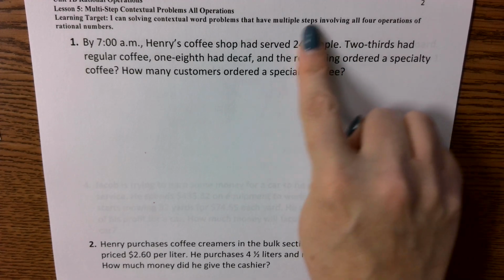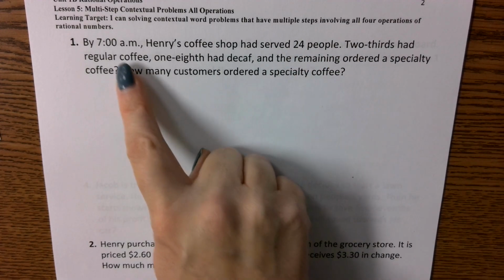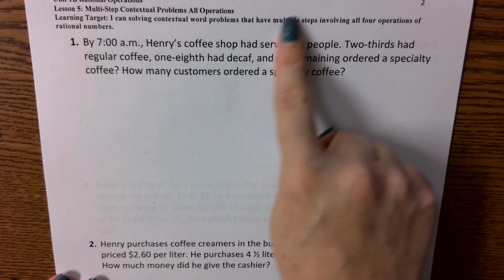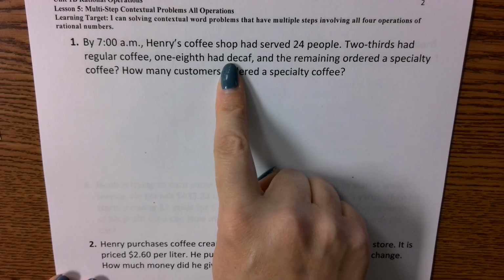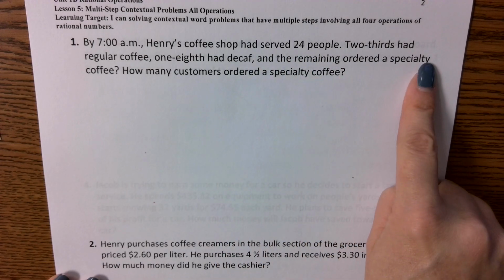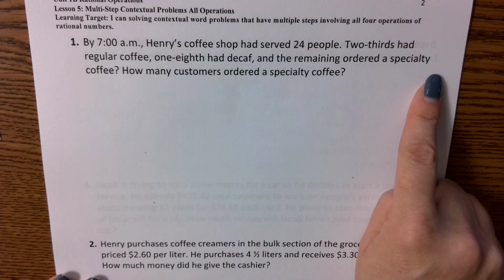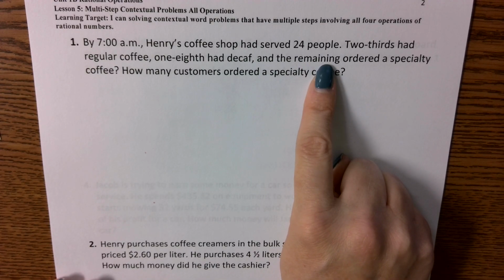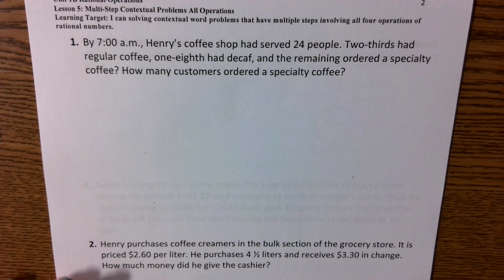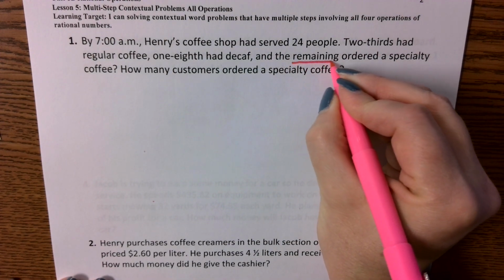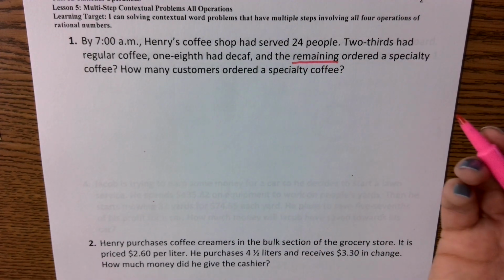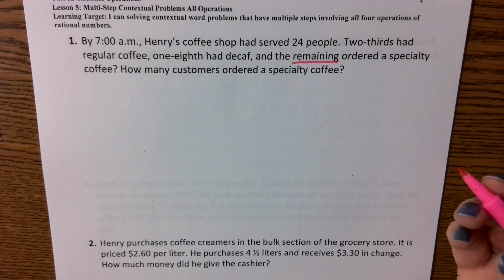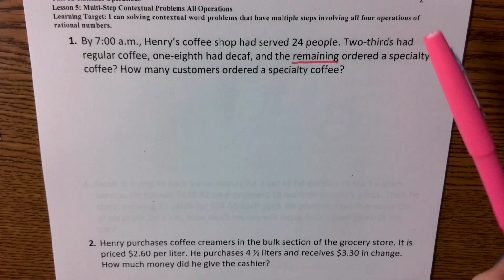2/3 of those people that came had a regular cup of coffee. 1/8 of those people who came had a decaf coffee, and then the remaining people got a specialty coffee. Right off the bat, I see the word remaining. What operation do I think of when I see remaining? Jada? Subtraction. So I know right here that this is going to cause me to do some kind of subtraction. But I'm not going to subtract 2/3 and 1/8 because those aren't people. I need to change that into people first.